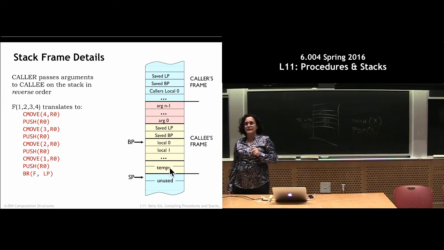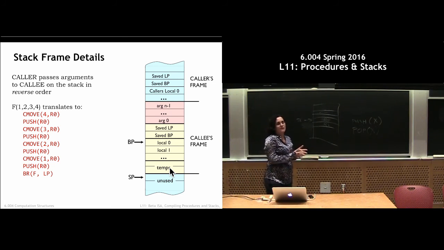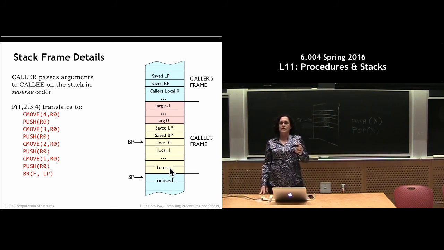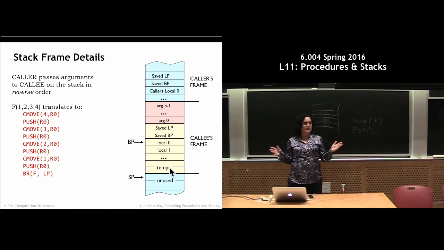Okay, so let's get back to our previous question, which is, why did we put the arguments on in reverse order? Any ideas? Okay, so let me tell you. The reason that we want to do this is because you might not know ahead of time how many arguments your procedure is actually going to have. There are procedures that have a variable number of arguments, and you might need to look at the first argument in order to figure out how many other arguments you need to be looking for.